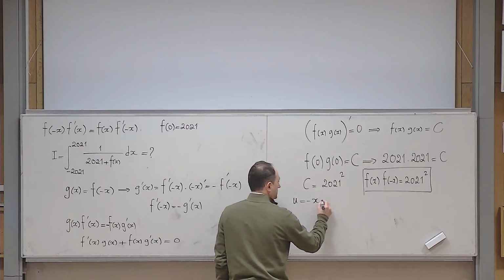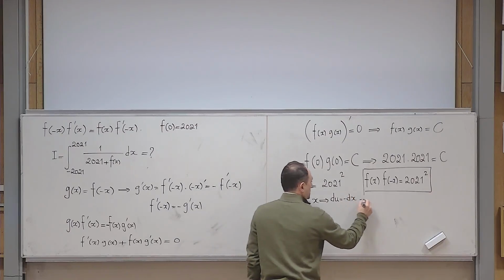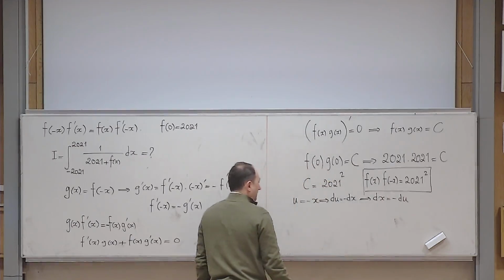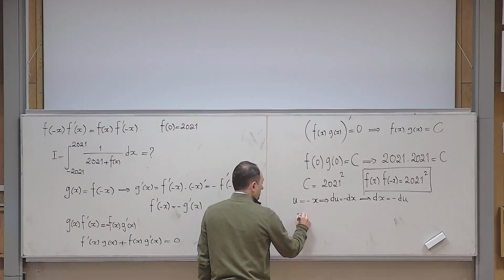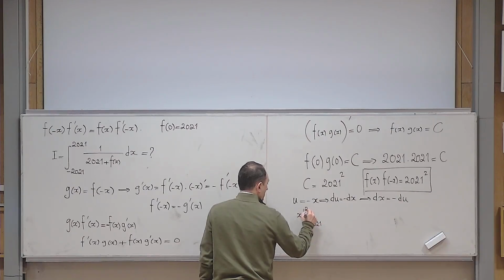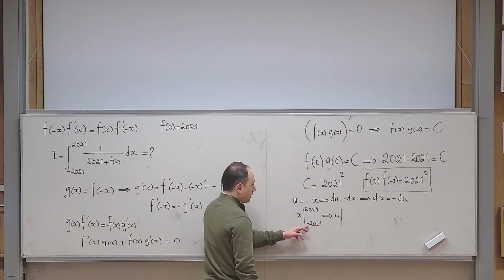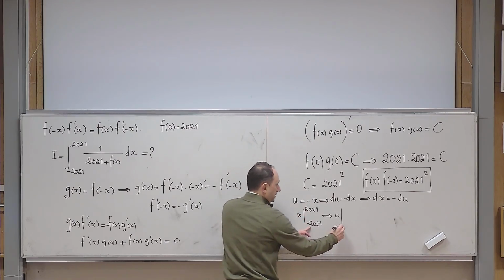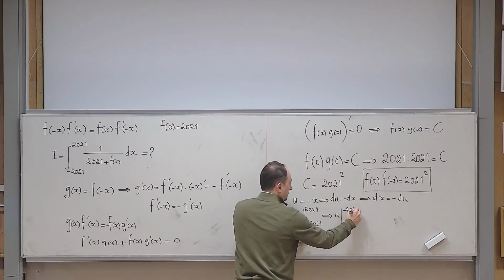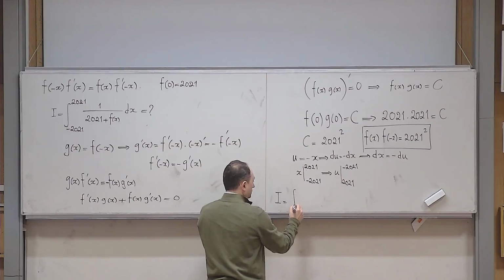Okay, then it means that du is minus dx, and this means that dx is minus du, of course. And then if my old variable x goes from minus 2021 to 2021, my new variable u goes from minus x, which is 2021 here, up to minus 2021. So the integral I can be written in this new form.